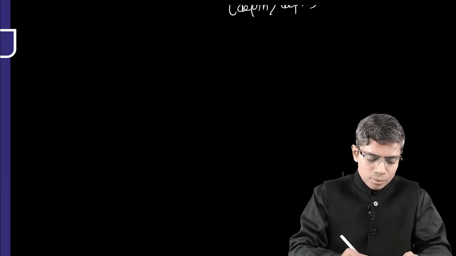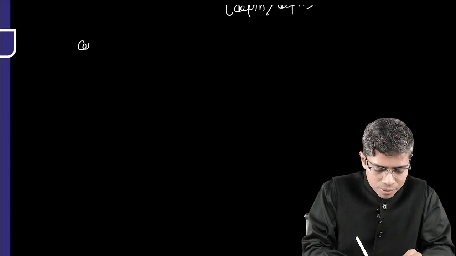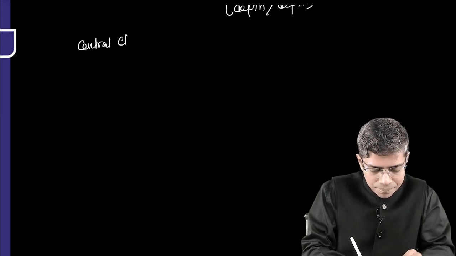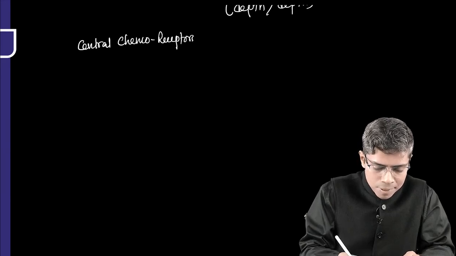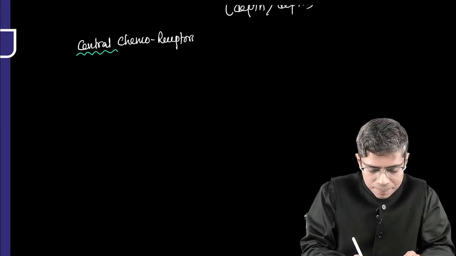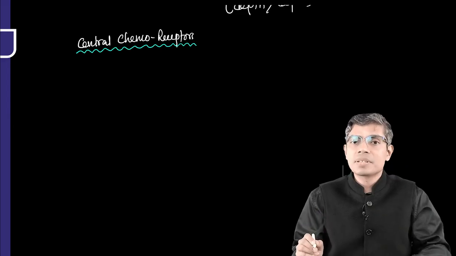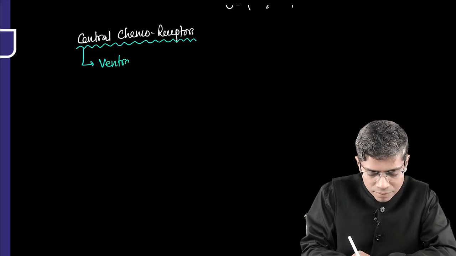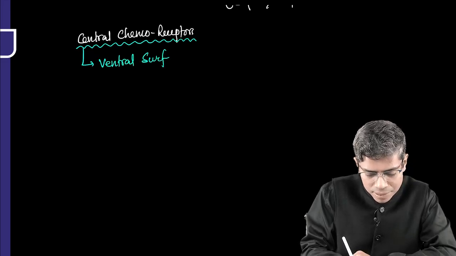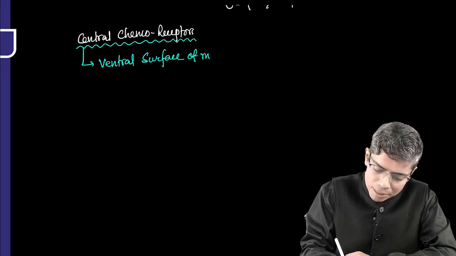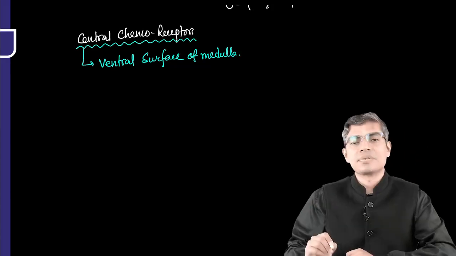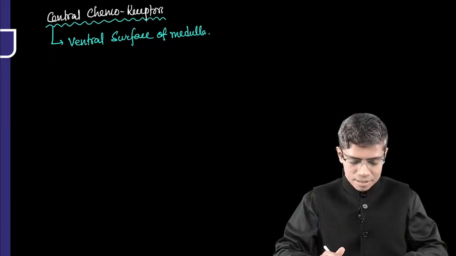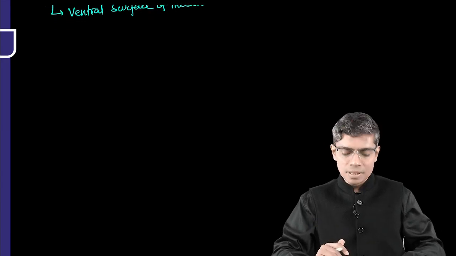Now central chemoreceptors, right? Where are the central chemoreceptors located? They are located at the level of the ventral surface of the medulla. I told you, so please don't forget that they are located at the level of the ventral surface of the medulla. Just beneath the surface of the medulla, on the ventral surface, these central chemoreceptors are located.